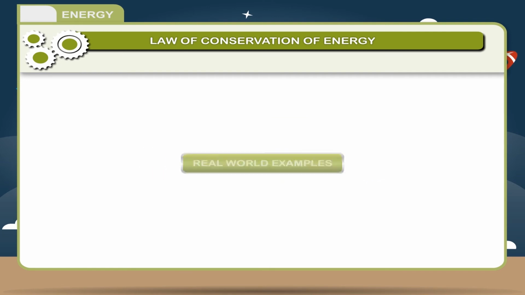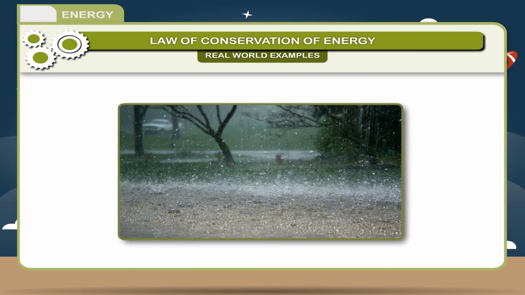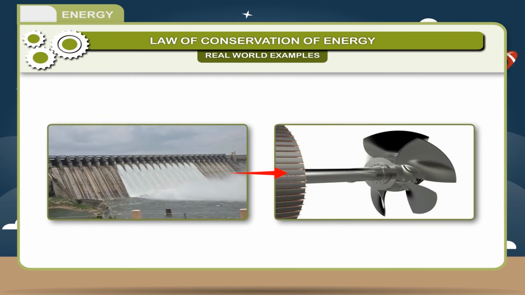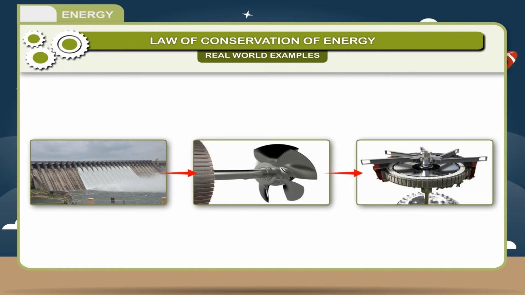Real-world examples. 1. Water can produce electricity. Water falls from the sky, converting potential energy to kinetic energy. This energy is used to rotate the turbine of a generator to produce electricity.